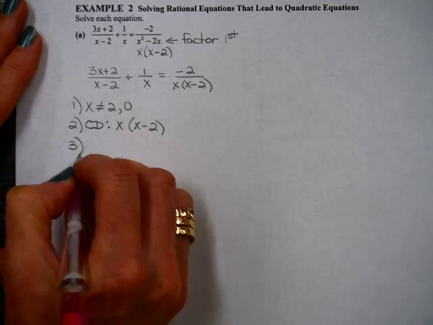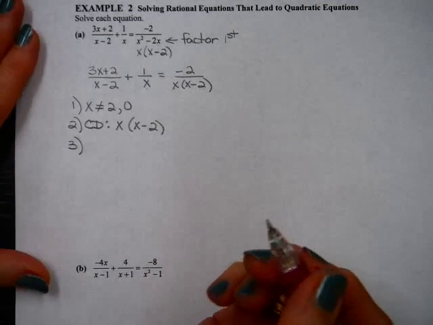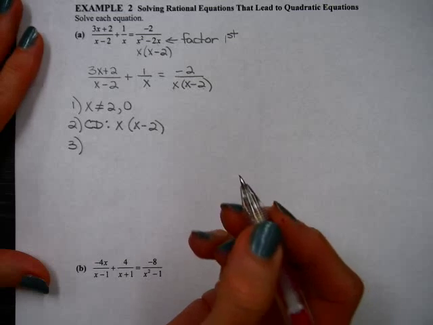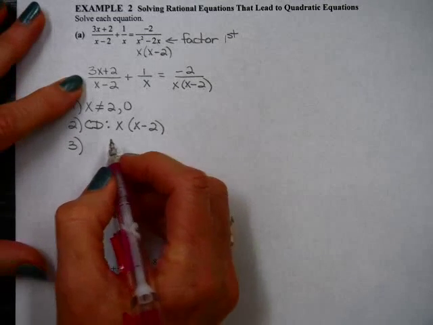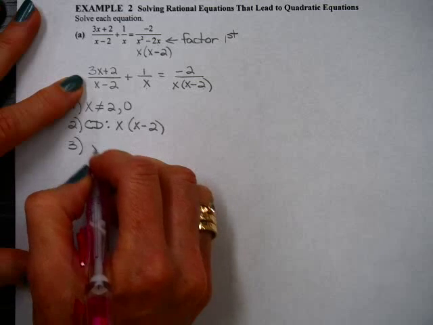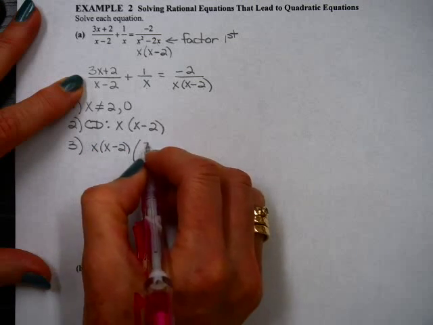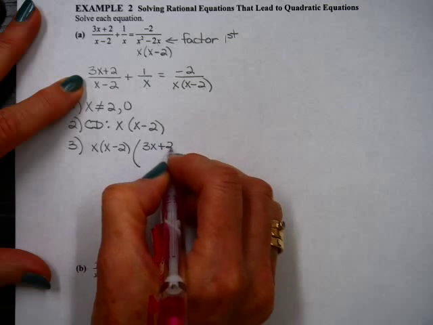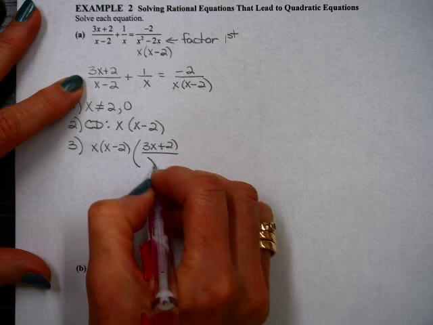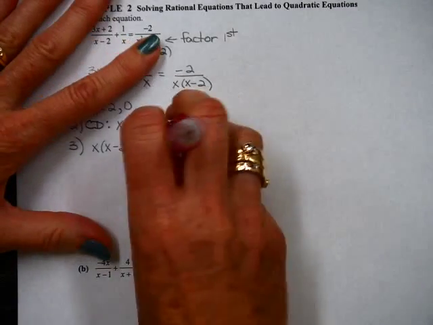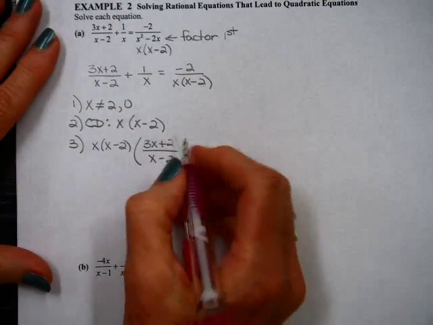Step 3, we're going to multiply everything in our problem by our common denominator. So we're going to have x times x minus 2 multiplied by 3x plus 2 over x minus 2. Let me just change that.